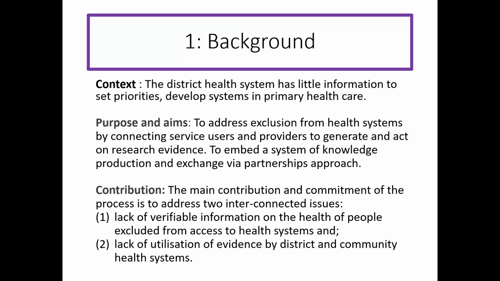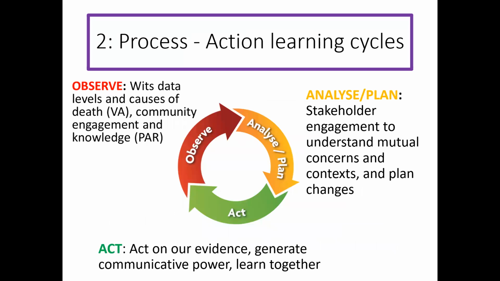The first one is lack of verifiable information on the health of people excluded from access to health systems. And the second one is utilization of evidence by district and community health systems. So in this process, we have 4 action learning cycles, and those action learning cycles follow 3 steps. The first one is that we observe birth data levels and causes of death, community engagement, and knowledge. And the second step, we analyze and plan using stakeholder engagement to understand mutual concerns and contexts, and also plan changes. And the last step, we act on our evidence, generate communicative power, and learn together.